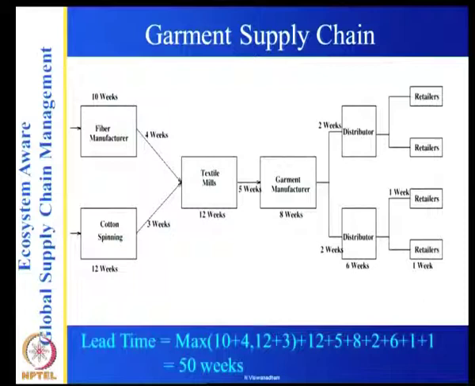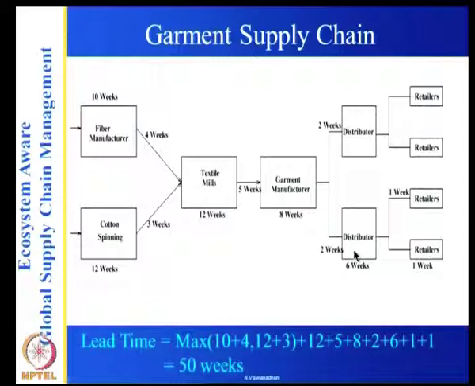But if you take some of the more recent orchestrators like Li and Fung or something, they take only 6 weeks from end to end. So if you can coordinate well, you can reduce this 50 weeks to almost 6 to 8 weeks. That depends on the architecture and the governance mechanisms that you use to reduce your supply chain time and also the coordination costs.